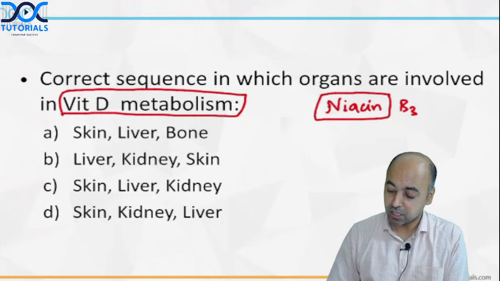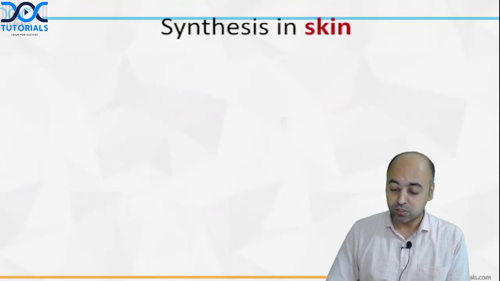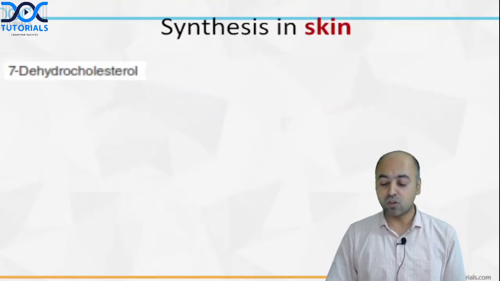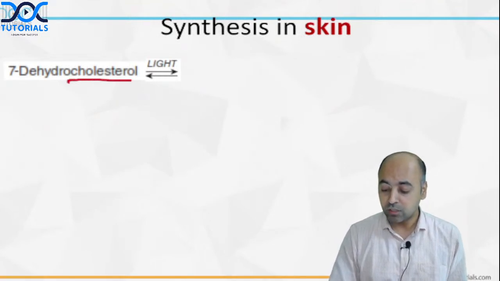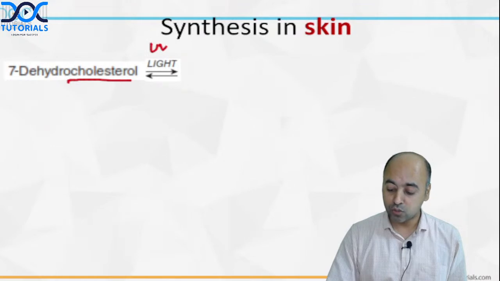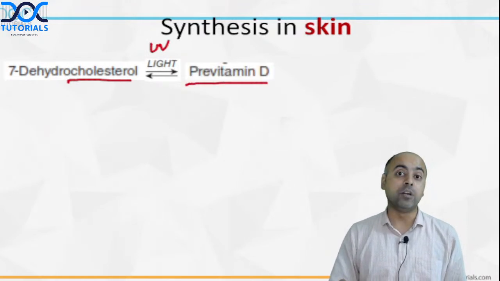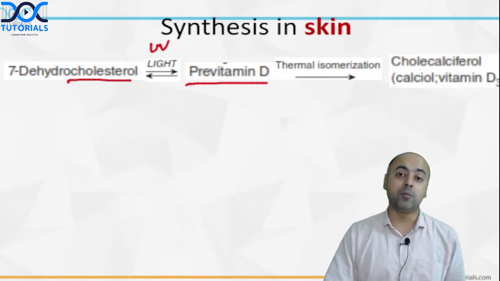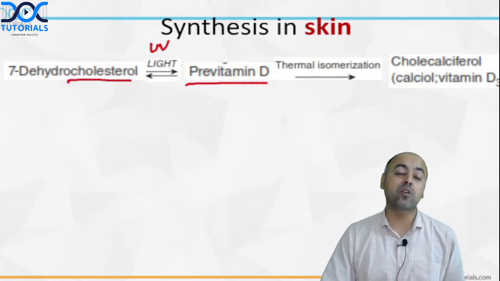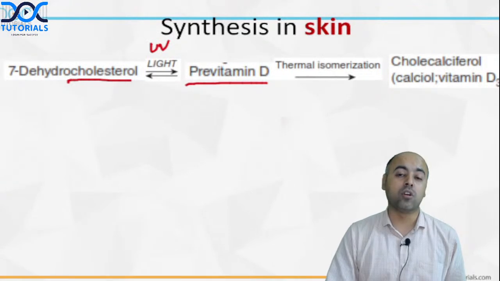Okay, so here you have to identify the correct order of organs which are involved in vitamin D metabolism. First and foremost, the synthesis of vitamin D occurs in the skin. The cholesterol molecule, under the influence of the UV part of the light, will get converted into pre-vitamin D, right? This pre-vitamin D will quickly isomerize to give us vitamin D3. This is the precursor form of the active vitamin D. The D3 is coming from cholesterol.